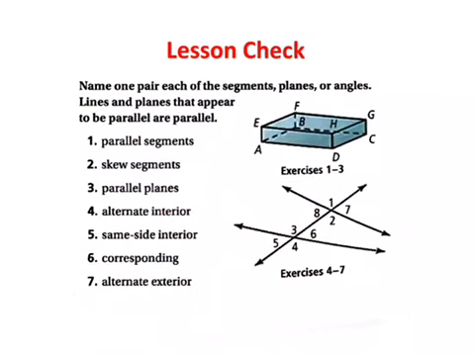Here you have 7 particular items you're looking for. You want to name 1 pair of each, segments, planes, or angles, to answer each of the questions. So if you're talking about parallel segments, skew segments, planes, or angles, you're going to give me 1 pair of each. And so this is the lesson check. So go ahead and pause the video, try to answer the 7, and then unpause it to see how you did. I'm going to have 1 answer, so you may have a different set, or I'll try to list as many options as I can.